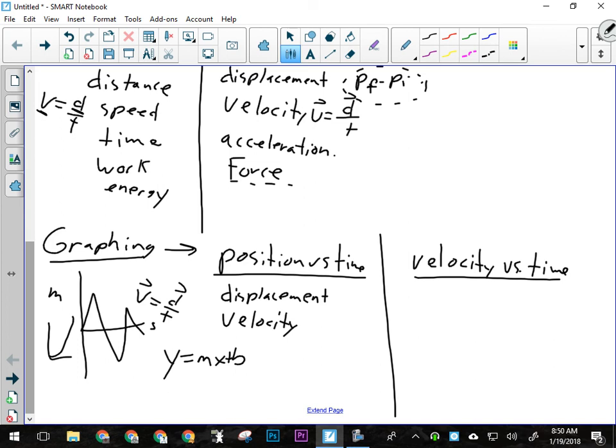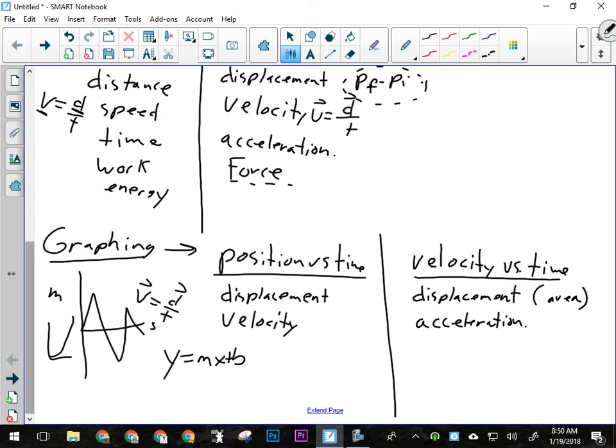All right, for velocity versus time, we can calculate displacement from that graph. That's the one where we have to use average velocity times time, but it ended up working out that it was like the area of the shapes. So make sure you remember that that's how we do that. And we can also calculate acceleration.